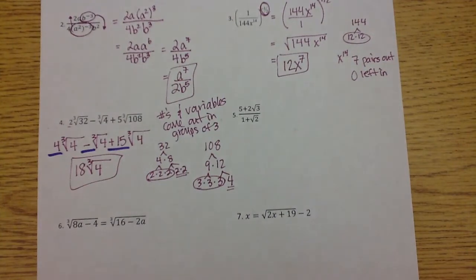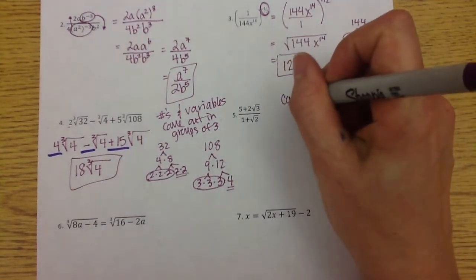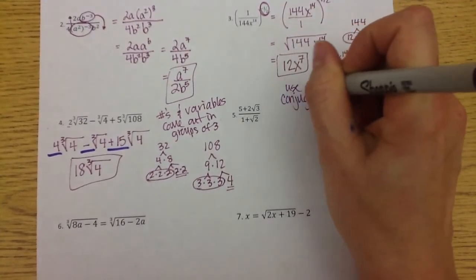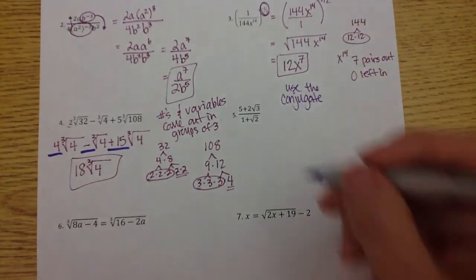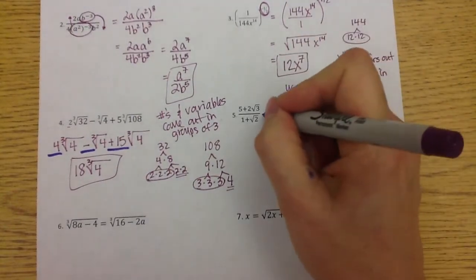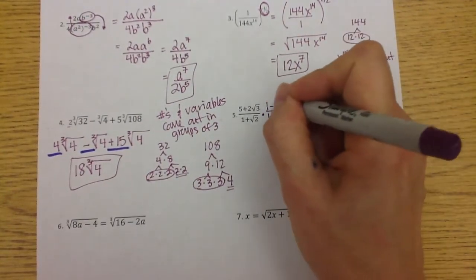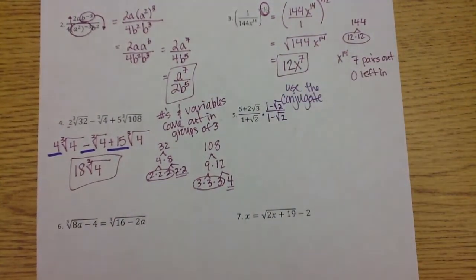Number 5 is a problem that's going to require me to rationalize the denominator. So what I'm going to need to do is work with the conjugate of the denominator. So I will need to multiply this by 1 minus square root of 2 in the denominator and 1 minus square root of 2 in the numerator.